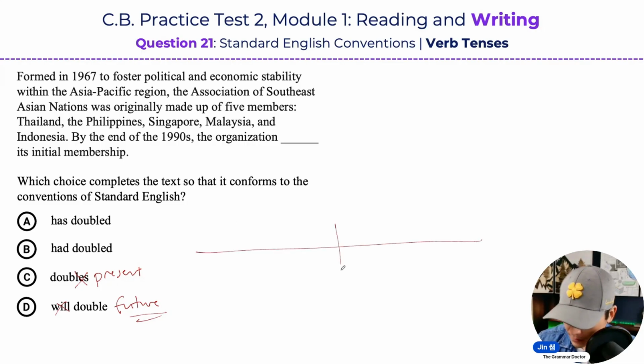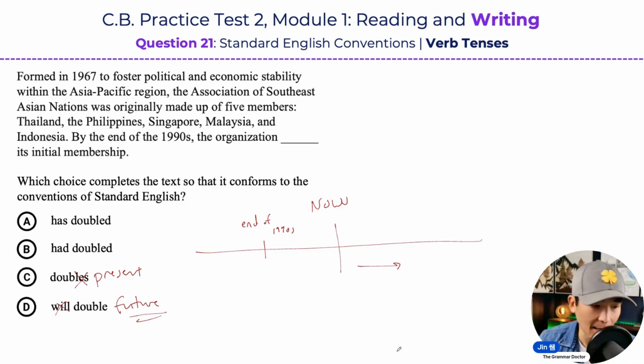If we're looking at a timeline here, we have the now, the present. This is going to be the end of the 1990s. And then we have here the future. The future is going to be any point beyond things that happen now, or in the present. So these are things that haven't happened yet. But again, that doesn't make any logical sense, because we notice the time clue, the time reference. Looking for this context clue is going to be really helpful for you.